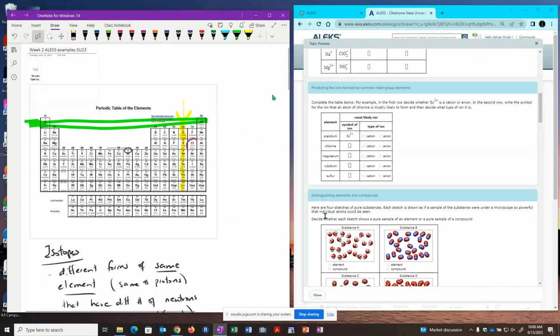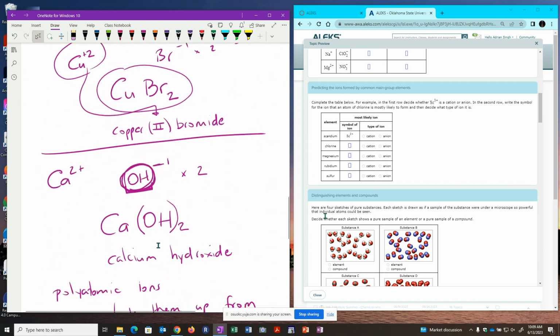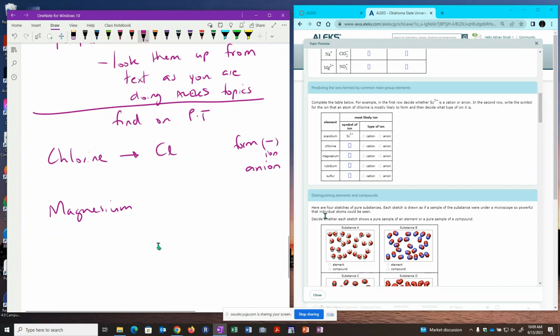So if this is chlorine here, chlorine is in group 7. And the way that we figure that out for the nonmetals is we take the group number and we subtract 8 from it. So the charge then becomes Cl minus, right? 7 minus 8 is minus 1. And obviously with a negative charge, that would make it an anion.